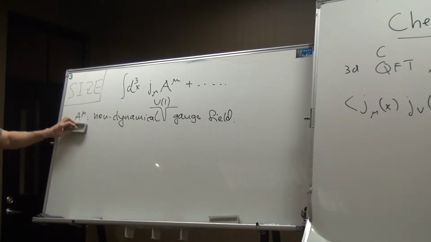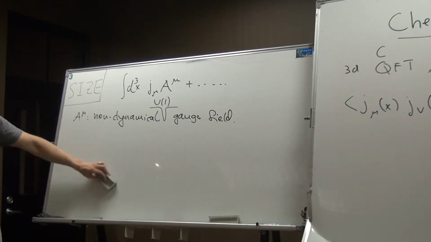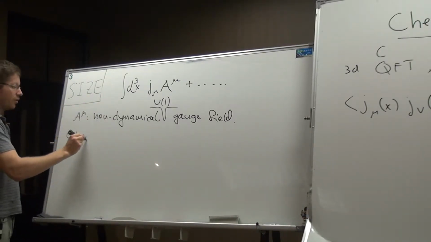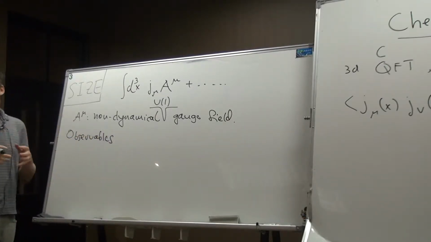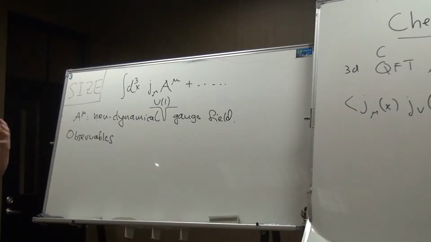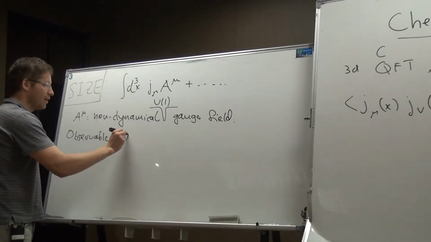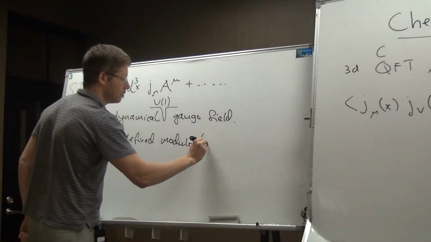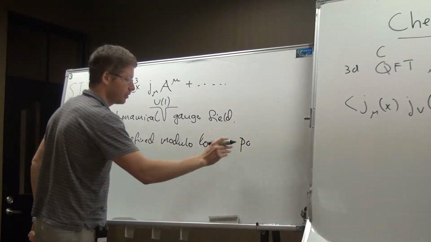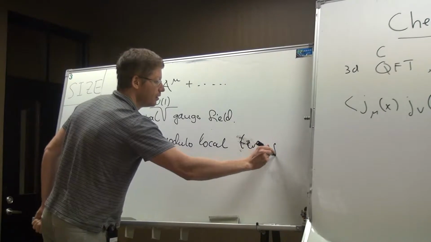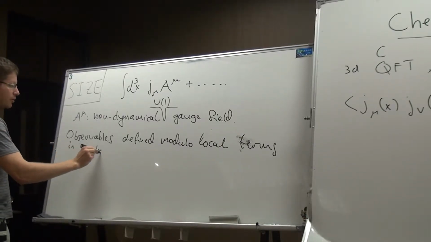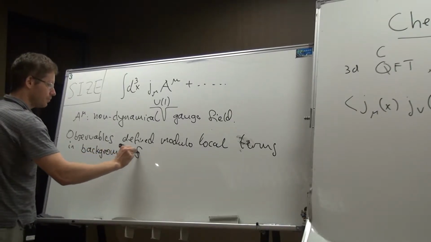Now, the basic axiom of quantum field theory is that observable quantities are defined modulo counter terms that you can write in terms of background fields. So observables, and this is also true for entanglement entropy, for sphere partition functions, for all the quantities that you will hear about, are defined essentially modulo local polynomials, so local terms, as local terms in the background fields, in all the background fields that exist.